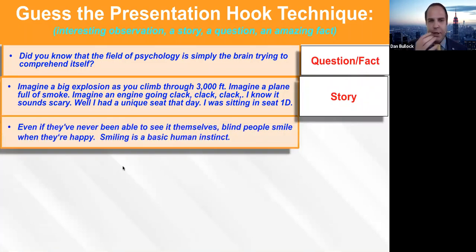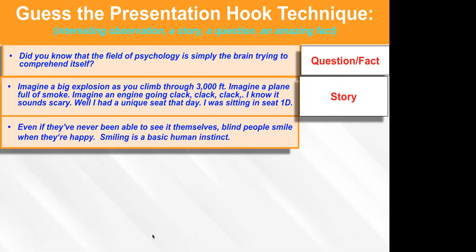So this next one right here: even if they've never been able to see it themselves, blind people smile when they're happy. Smiling is a basic human instinct. So what do you think? Out of the 4 presentation hooks, is it one or is it a combination of them?